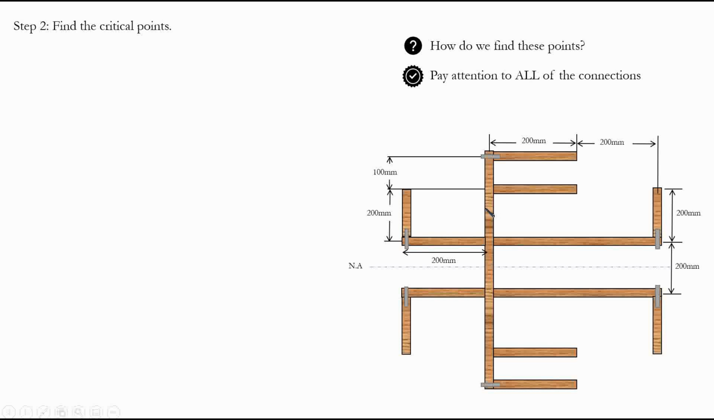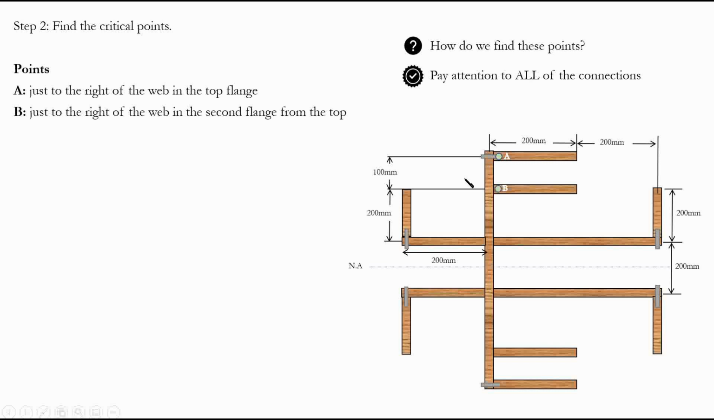So let's start calculating the Q value. So first, before finding the Q, let's first find the critical points. So what are the critical points? It would be point A, which is the first connection we have from the top. The other one will be point B, which is just to the right of the web in the second flange from the top. For C, which is just above the connection between the second flange from the top and the web, so just above this connection.